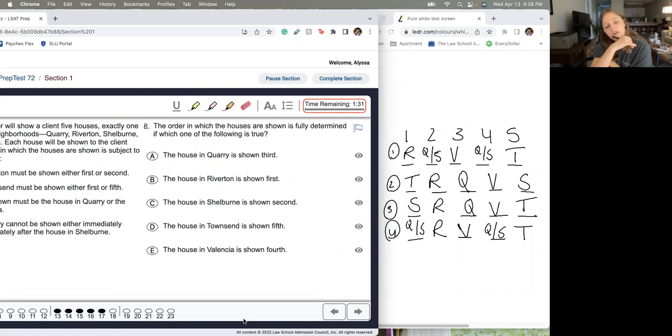Okay. Next one says the order in which the houses are shown is fully determined if which one of the following is true. People get really stumped on these questions. I don't know why, but they're very intimidating. So for completely determined questions, I have a checklist for you. Basically, a completely determined question is saying your answer choice better be able to put every single variable in its certain spot. You better be able to tell me where all those variables are with 100% certainty. So my checklist goes like this.